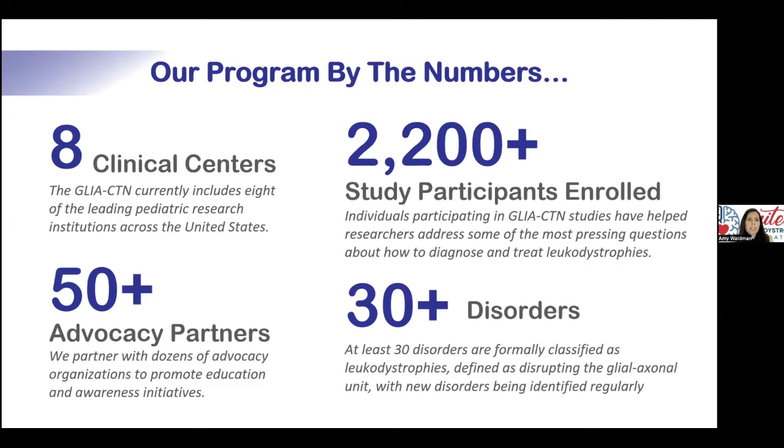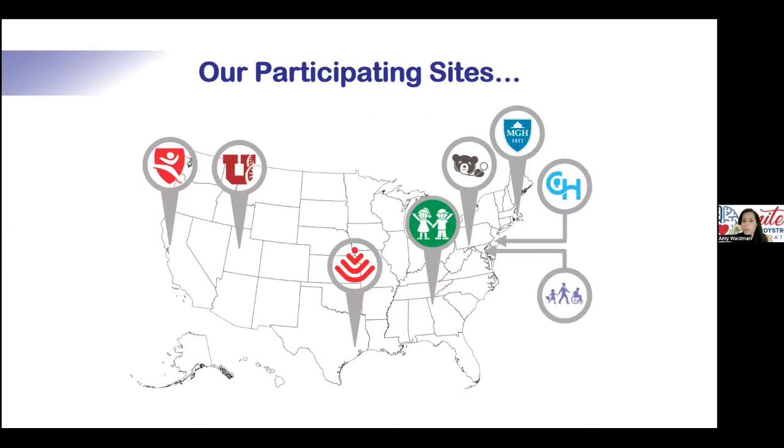So our GLIA program by the numbers: there's 8 clinical centers, 50 advocacy partners and growing, over 2,200 patients that have leukodystrophies. This is not related just to Alexander disease, which is one of the 30 disorders. And I just want everyone to know the participating sites in the US. So Stanford is one of our sites, Utah, Baylor, Children's CHO of Atlanta, Kennedy Krieger is shown here. Here's Children's National, MGH with Florian Eichler, and CHOP.